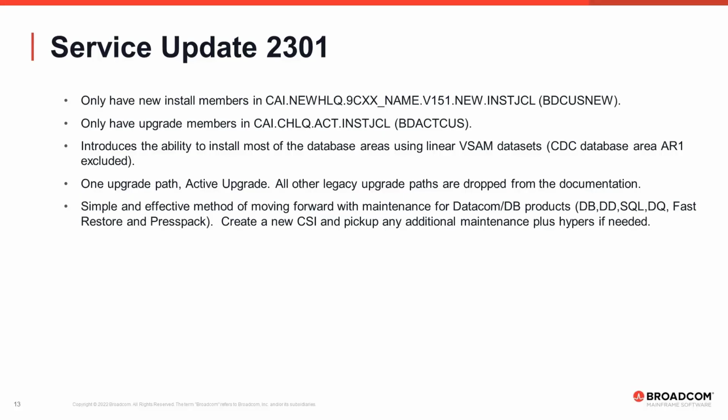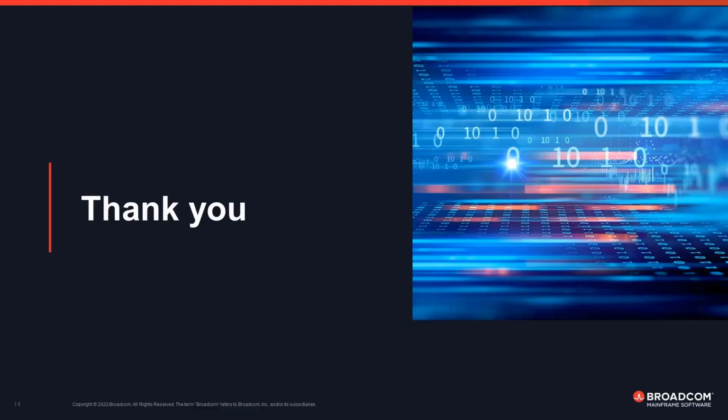So in summary, we have new install JCL members, and this is the HLQ example I'll be using. Upgrades are here. We now have the ability to install most of your data sets using Linear VSAM. We have one upgrade path, called active upgrade, and all the legacy upgrade paths are no longer documented. It's a simple, effective way of moving forward on maintenance for your Datacom products. This slide lists your products, and basically you create and populate the CSI, apply and accept your maintenance, and then decide when you roll it out, plus hypers.